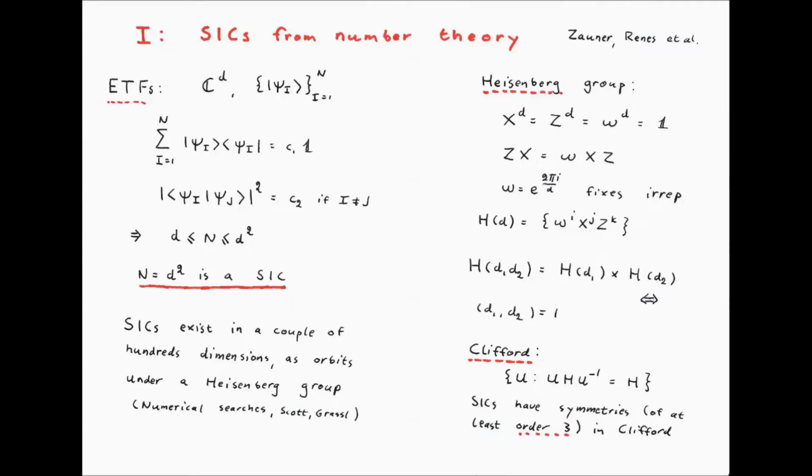And the standard conjecture, when people started this, is that these things exist in any dimension. This has been verified numerically in more than 200 dimensions. And another important conjecture says that there are always orbits under a Heisenberg group. That is another piece of motivation.